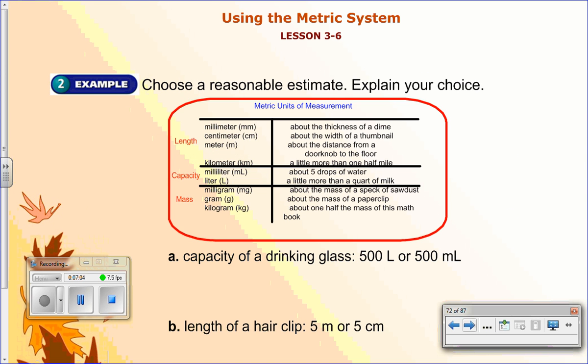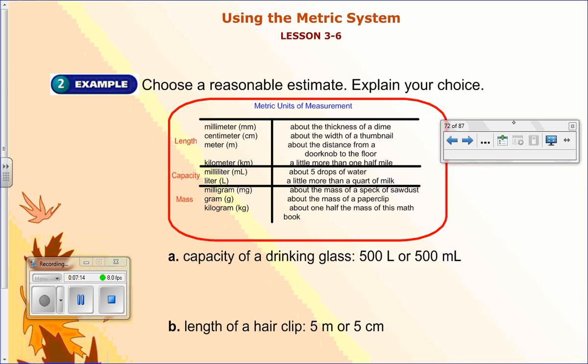All right, the next piece of your lesson is we're building off that last one. Now you have to choose a reasonable estimate and then explain your choice. So for A, a capacity of a drinking glass. So if you think of a glass of water, and you can even pull one out at home, take a look at your glass and decide, well, would 500 liters be about how much your glass holds, or would 500 milliliters? Again, go back to capacity and decide.